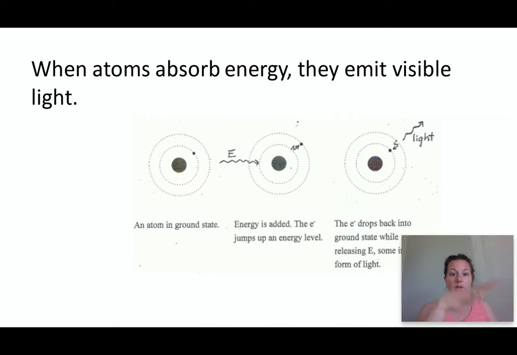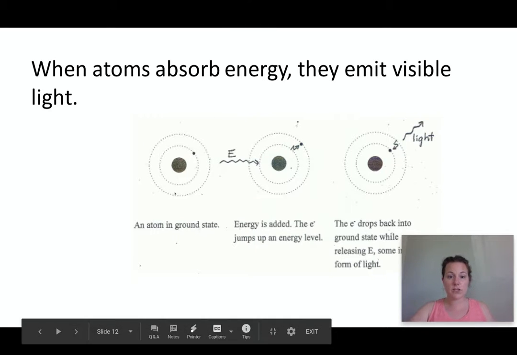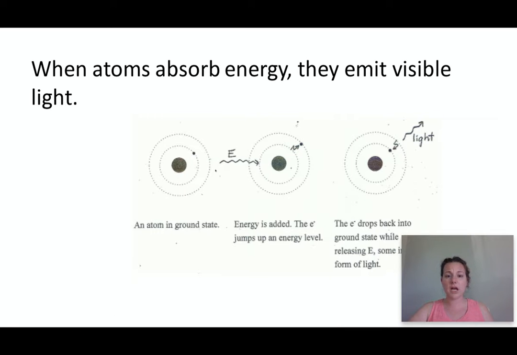So our atom here in our picture is in ground state. We have our electron here, and the atom is going to absorb some energy. And what happens is the electron jumps into an excited state. When the atom releases the energy as light, or some of it as light, the electron falls back down to ground state.